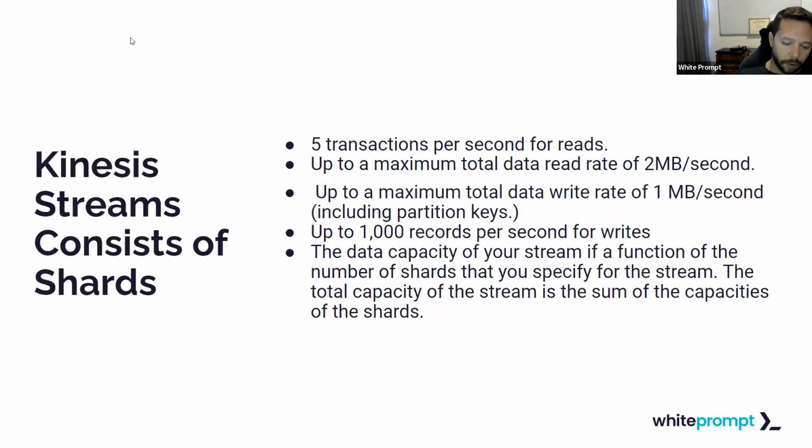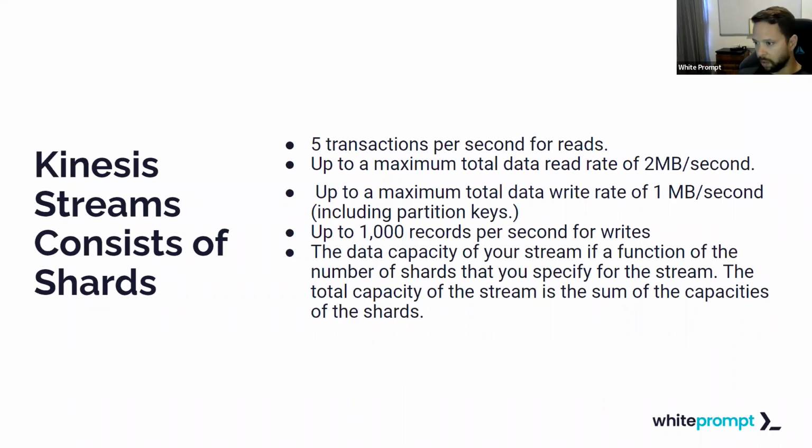As I was saying before, Kinesis streams consist of shards, and here are some of the technical specs. You can do a max of 5 transactions per second for reads, a maximum total data read rate of 2 megabytes per second, and a write rate of 1 megabyte per second.